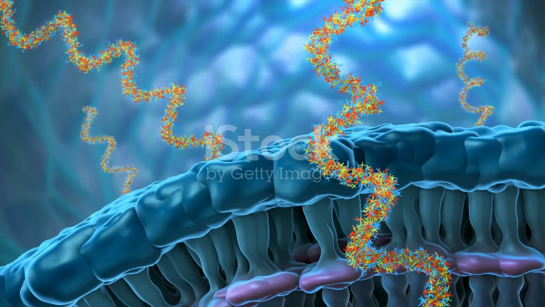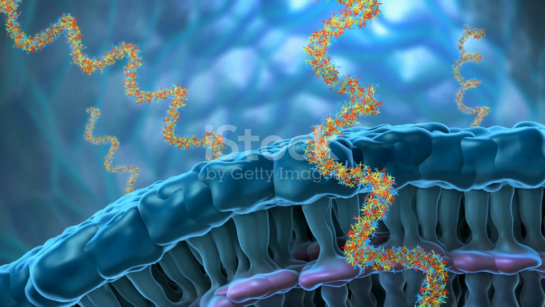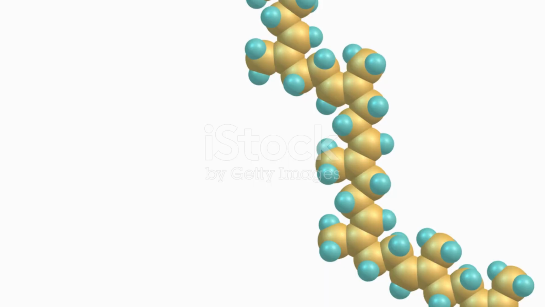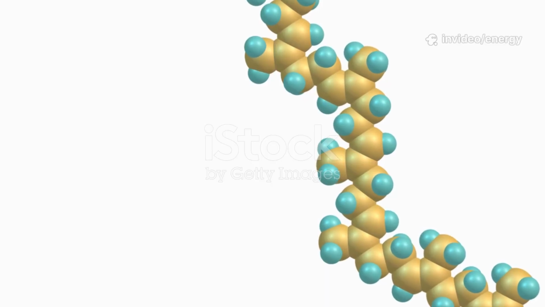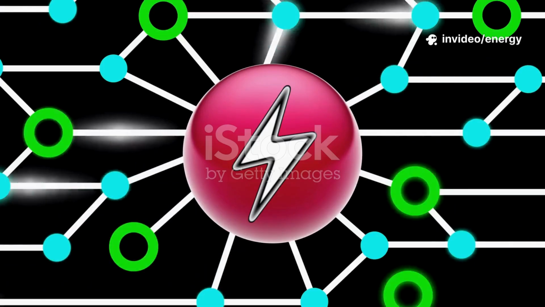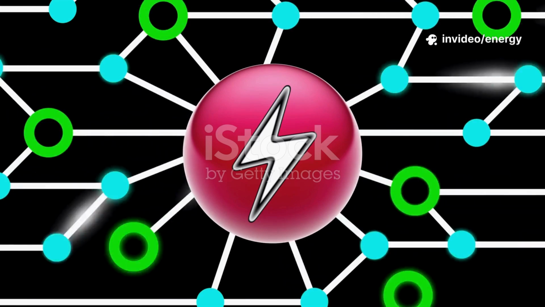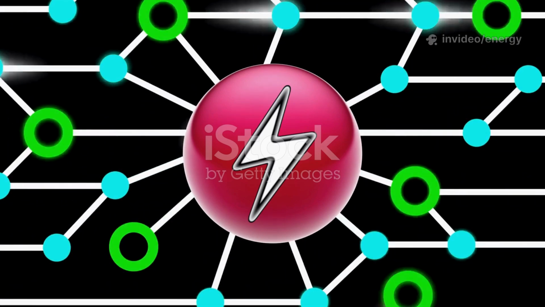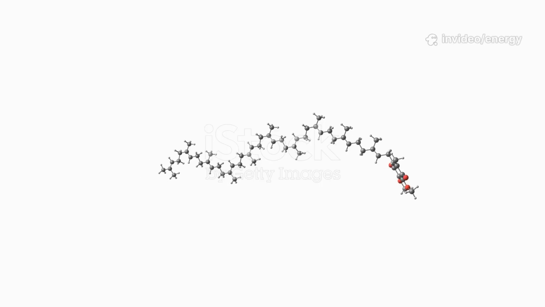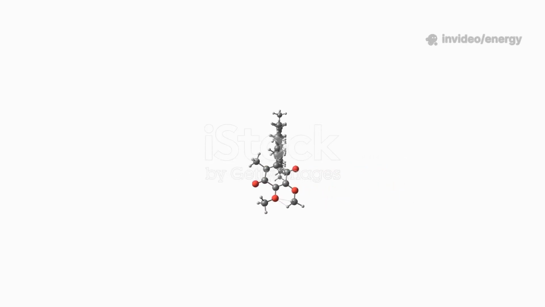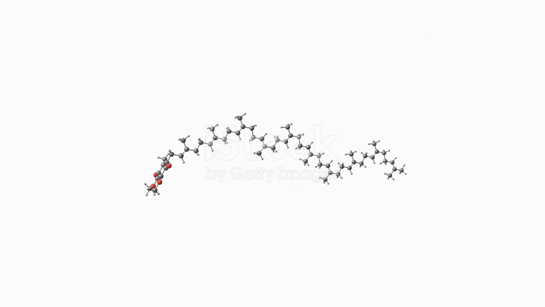Complex 1, NADH ubiquinone oxidoreductase, or NADH dehydrogenase. NADH donates 2 electrons to complex 1. These electrons are passed through flavin mononucleotide, FMN, and iron-sulfur, Fe-S clusters. As electrons move through complex I, it pumps 4 protons, H+, from the mitochondrial matrix into the intermembrane space, contributing to the proton gradient. The electrons are then passed to ubiquinone, Q, a lipid-soluble mobile carrier.